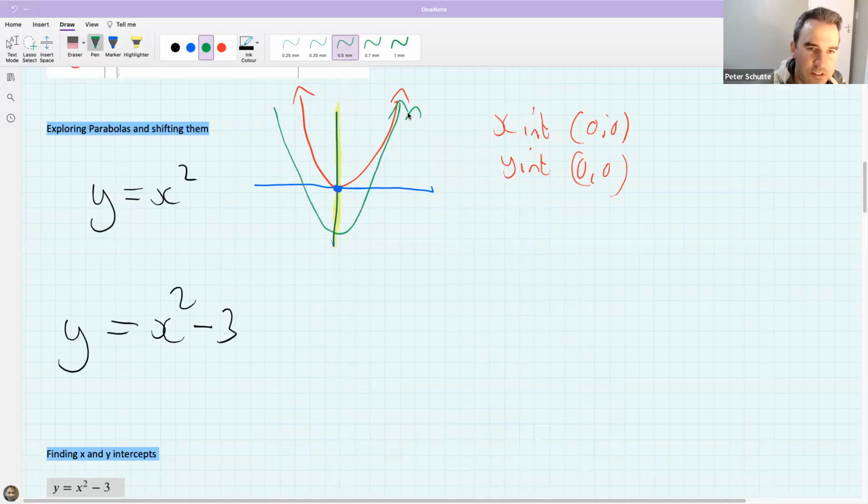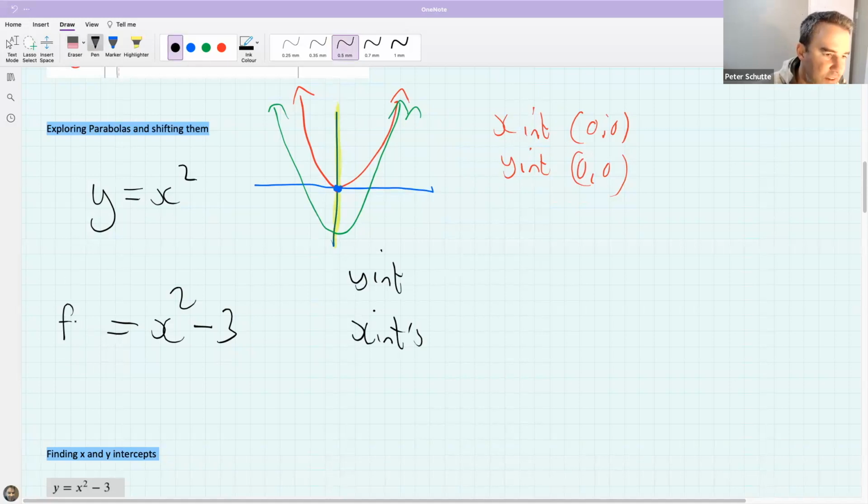Now, using what you learned in the last lesson, I want you to find me the y-intercept and the x-intercepts of this green graph over here. I'll call it g of x. So find me the x-intercept and the y-intercept of this green graph, using what you learned in the last lesson. And then someone who knows how to do that, you can tell me as soon as you figure that out.